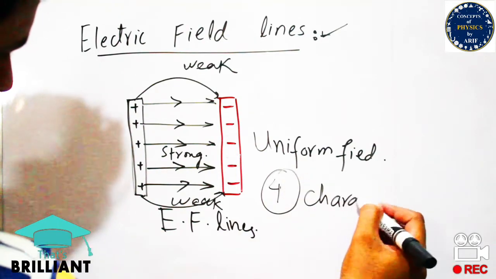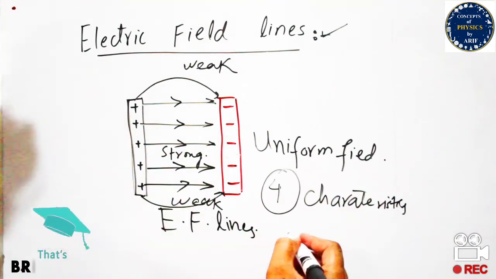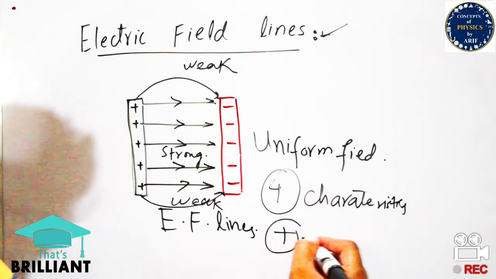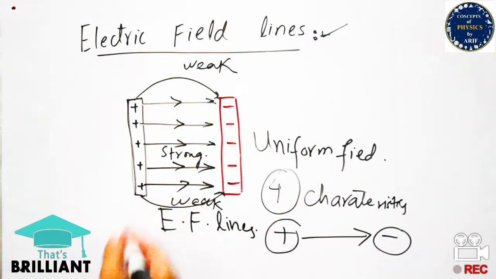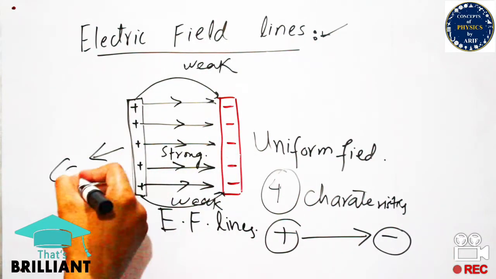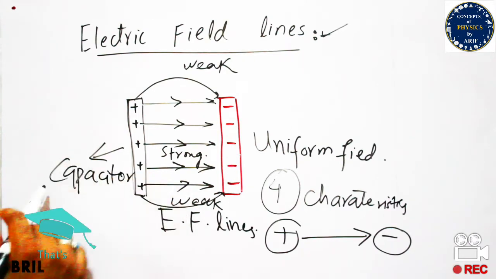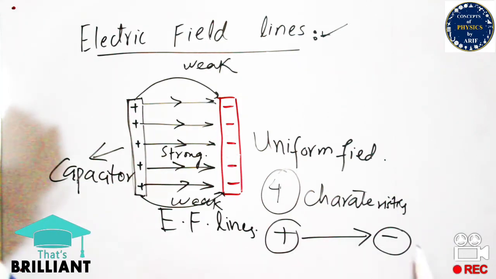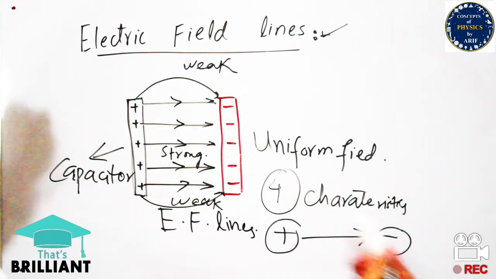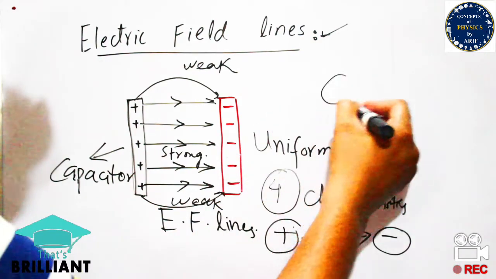In order to conclude this, there are four characteristics of electric field lines. Electric field lines travel from positive source charge to negative source charge, which is why the arrowhead is shown. The other is that electric field lines cannot cross each other, and they move in straight lines. If they crossed each other, there would not be one source, there would be many sources.